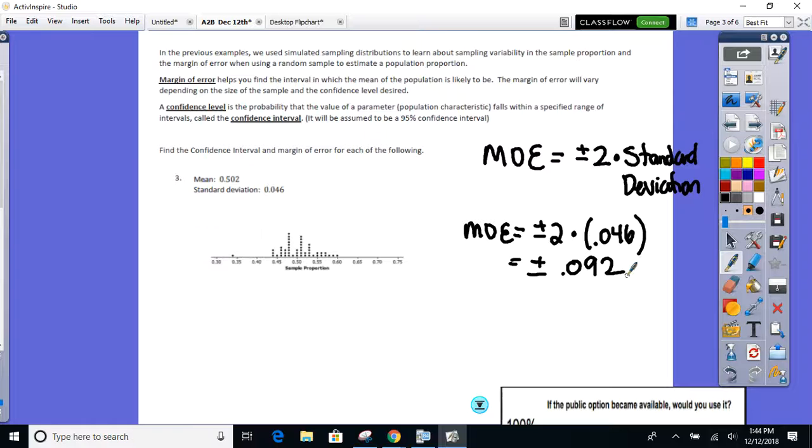0.092. What does that mean? Whatever the average is, the mean here is, we could be off by 0.092 to the right or 0.092 to the left. That interval, it's called the confidence interval. I get it from using my margin of error. The confidence interval, which I'll abbreviate as CI, is going to be taking your mean and adding and subtracting that margin of error we just produced.